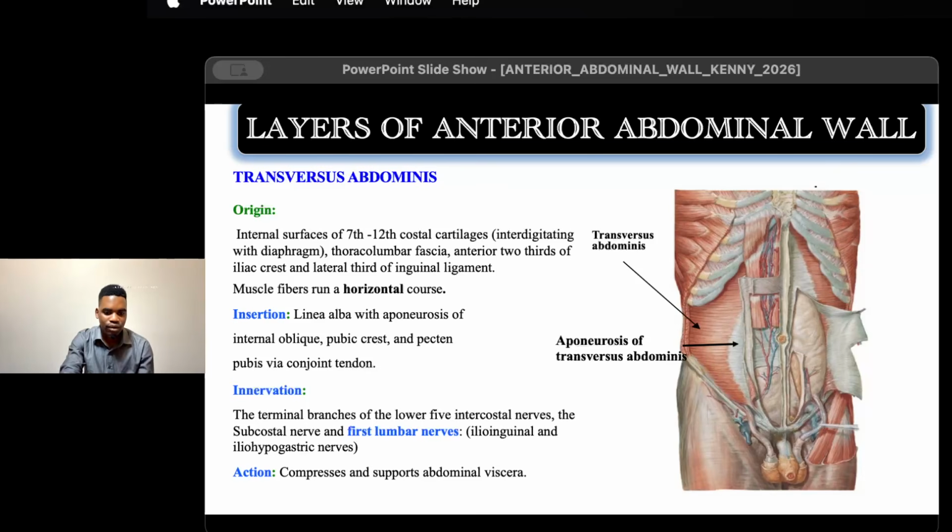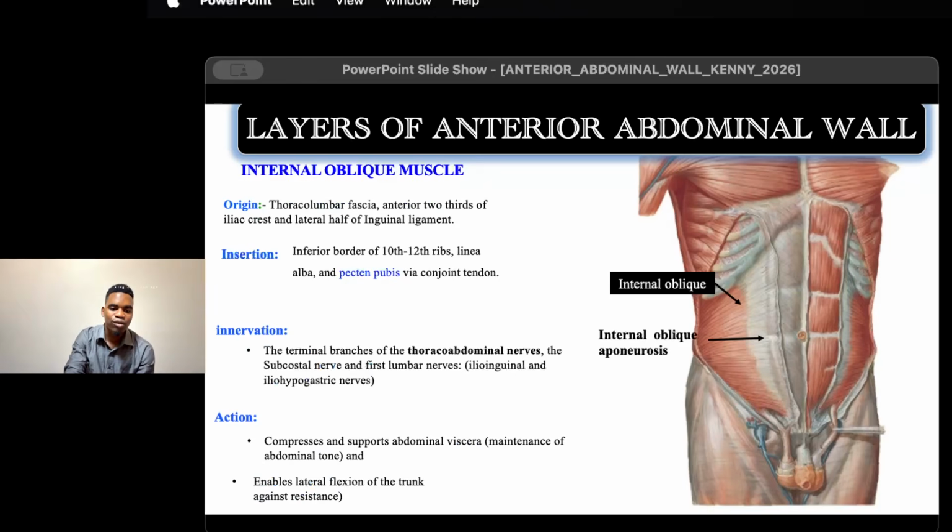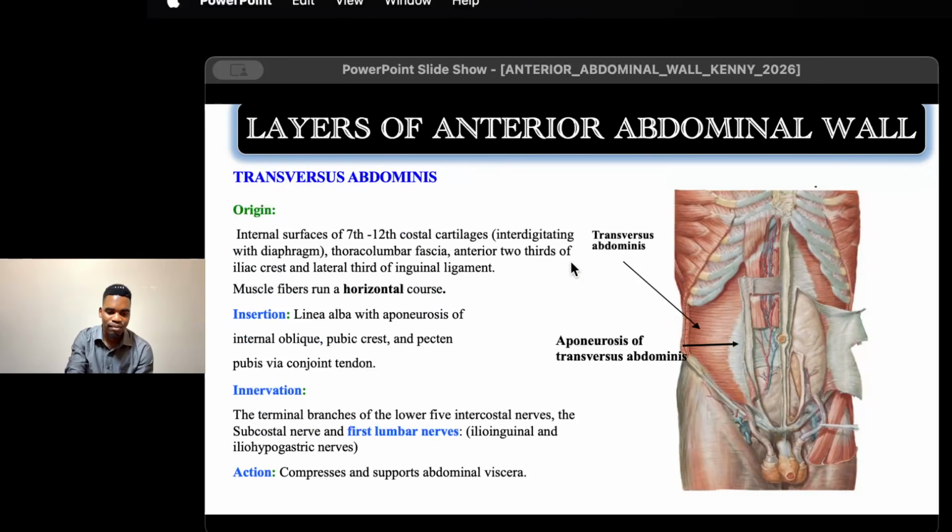Next, let's discuss the transversus abdominis. Transversus abdominis is deep to the internal oblique. After removing the internal oblique, you find the transversus abdominis, and this muscle is running in a transverse, horizontal direction. This is what's called the transversus abdominis. What's the origin of the transversus abdominis? Same as the origin of the internal oblique. What do we say about the internal oblique origin?